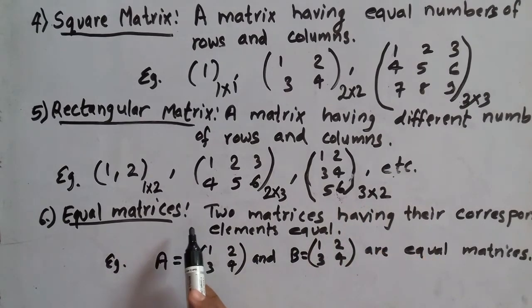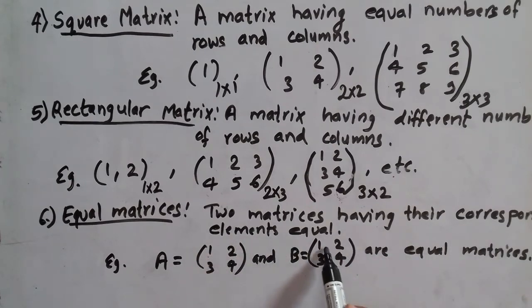And equal matrices means two matrices having their corresponding elements equal, meaning this should be equal to this, this should be equal to this, and the other elements are also equal.